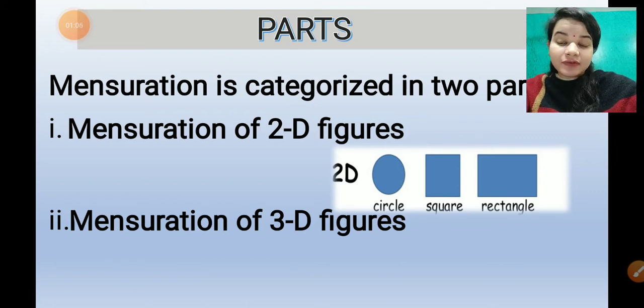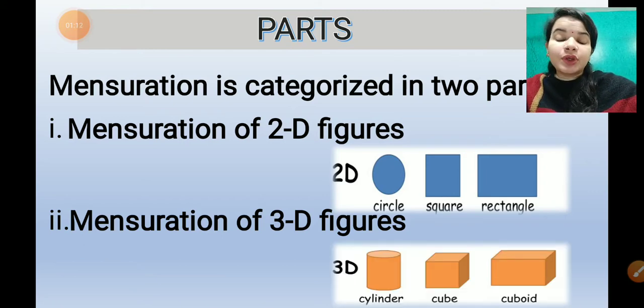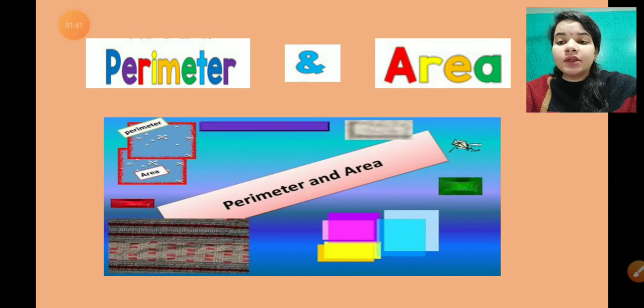And we can also have certain measurements for three-dimensional figures like cylinder, cube, cuboid, cone, sphere. All these figures are known as three-dimensional figures because they have three dimensions. They have certain space inside them. That's why such figures are known as three-dimensional figures. And we can have measurements like their surface area or their volume. So it has two parts. Clear? Now in this chapter we are going to find out the perimeter and area of different geometrical figures.